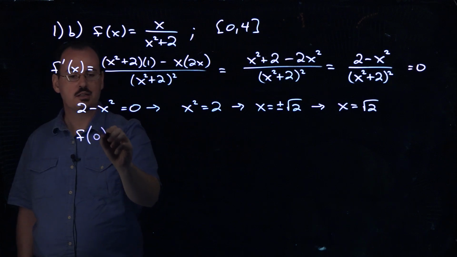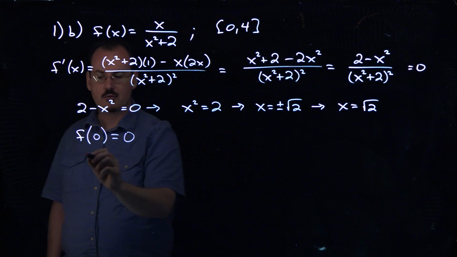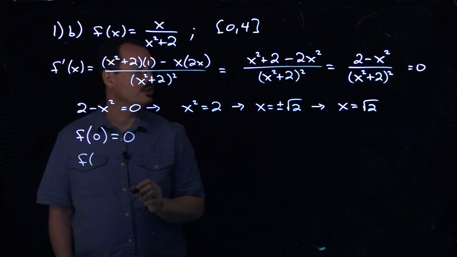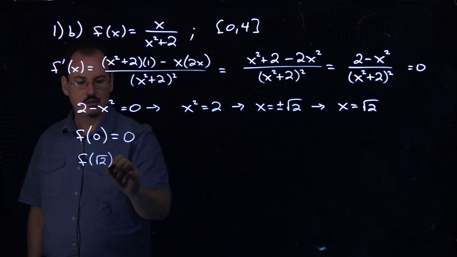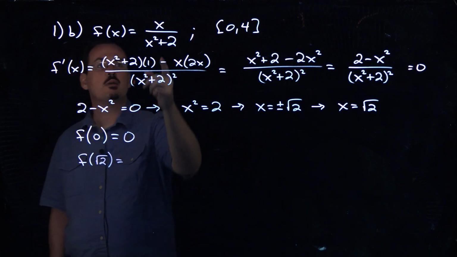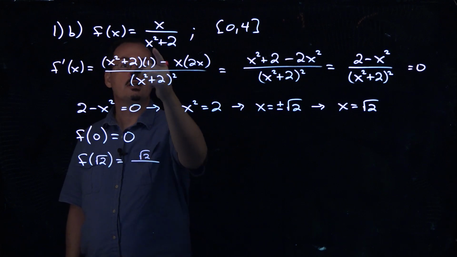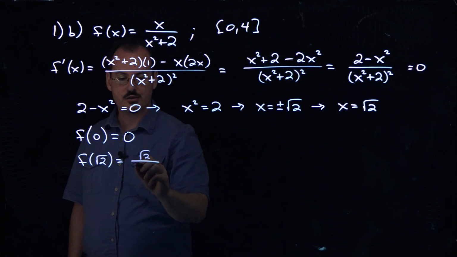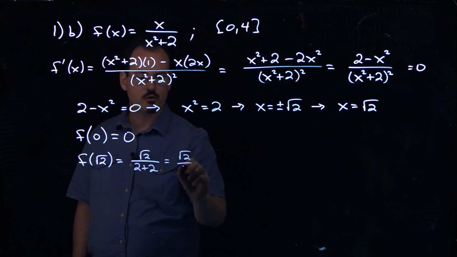So we'll plug in 0 into the original function. That's going to give us 0. We'll plug in the next number in our list here, positive root 2. If I plug that in there, let's see what we get. We'll get root 2 over, now if I square root 2, I'm just going to get 2, so 2 plus 2. So that gives me root 2 over 4.